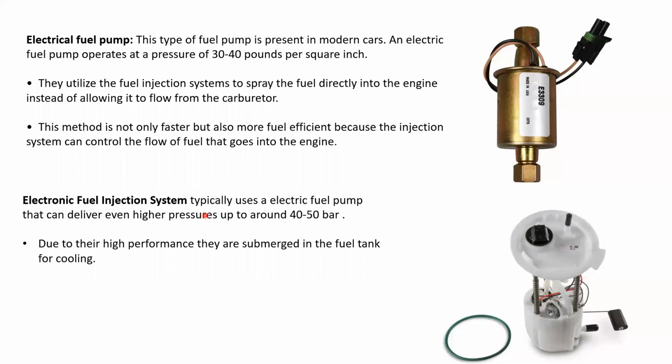Electronic fuel injection systems also mostly use electric fuel pumps, but in very modern engines such as gasoline direct injection or GDI engines, they actually use a mechanical fuel pump too. They have two fuel pumps, one electric and one mechanical, because they are operating at higher pressure ranges. So they actually have two different fuel pumps.